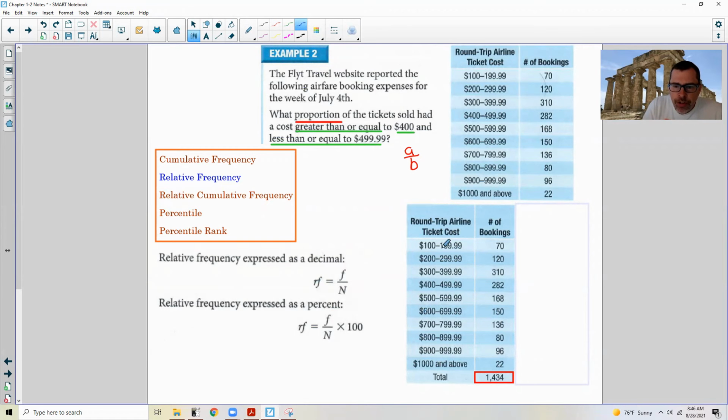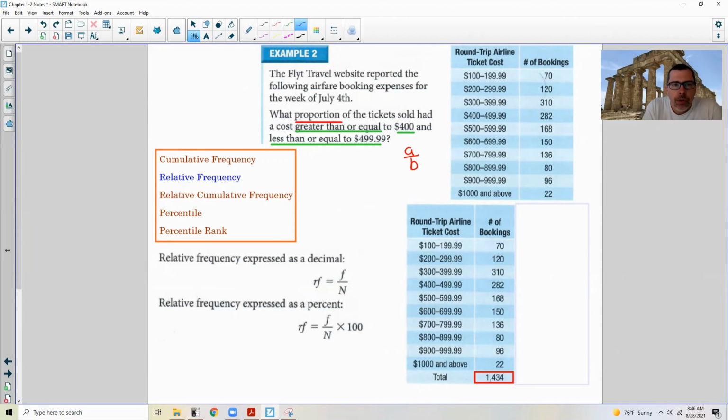So if I wanted to know, for example, how many tickets sold between 100 and 199.99, what proportion? It'd be 70 out of the total. Relative frequency expressed as a percent. Now, hopefully you all realize that if you just have a number and you multiply it by 100, that moves the decimal 2 places to the right. And that's how you express a percent as a value.